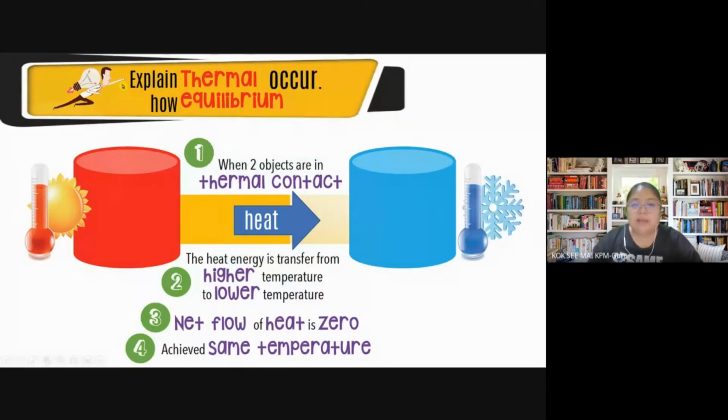Okay, now we go to explain how thermal equilibrium occurs. So this one's the first one, the hot object. When two objects are in thermal contact, first there must be thermal contact. Then heat transfer: the heat energy is transferred from the higher temperature to the lower. Normally the bigger part goes from higher to lower temperature, but the lower also transfers a bit to the hot object. Finally, you must say net heat flow is zero. Then they achieve the same temperature, and we say thermal equilibrium.